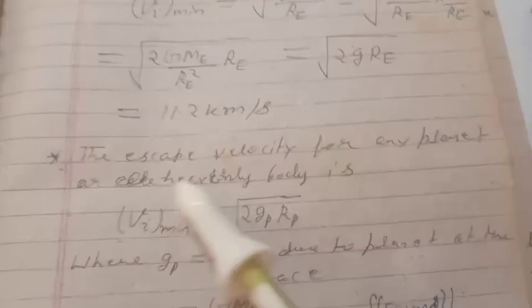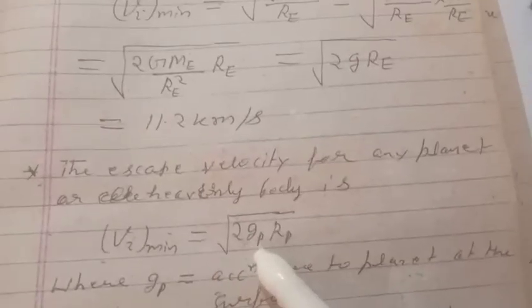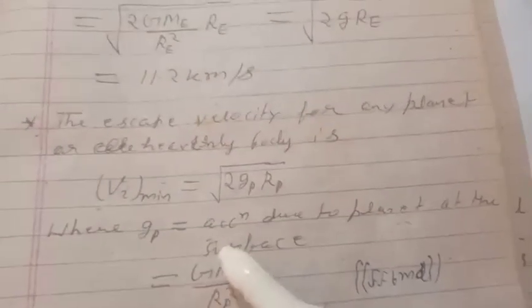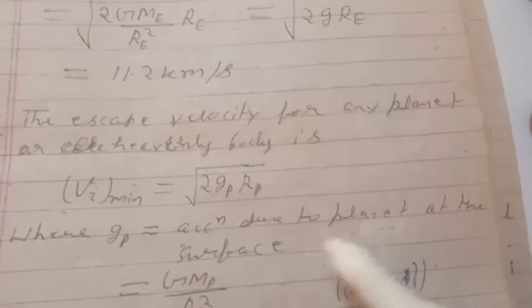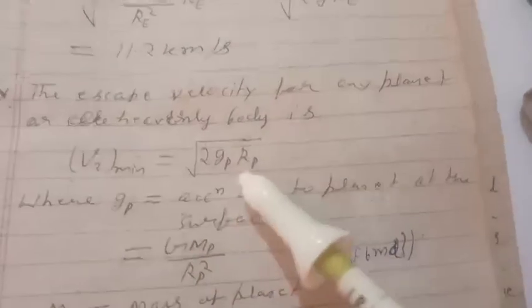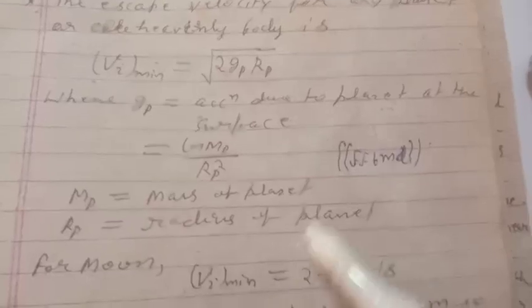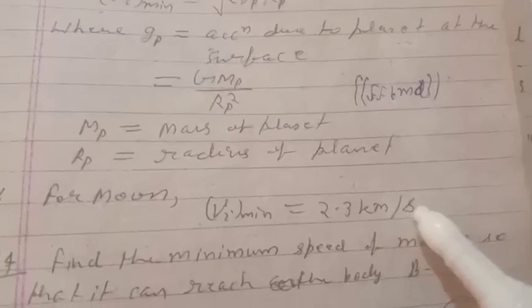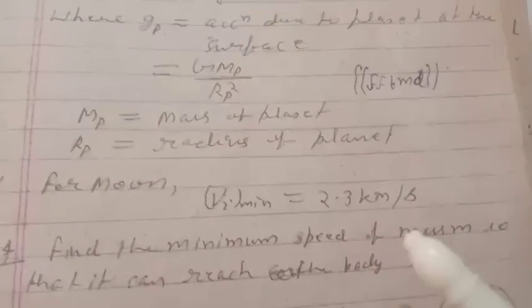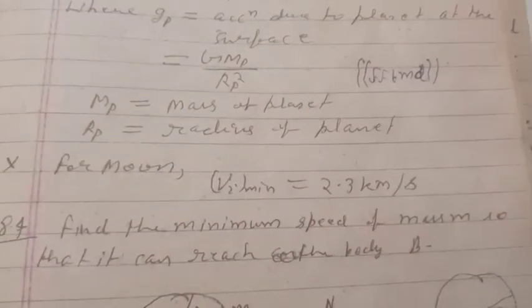the body will not come back to the surface of the Earth. The escape velocity for any planet or heavenly body is given by Vi minimum equals under root 2 gp into Rp, where gp is the acceleration due to gravity at the surface of the planet, given by G Mp by Rp square, where Mp is the mass of the planet and Rp is the radius of the planet. For the Moon, Vi minimum equals 2.3 kilometer per second. So the escape velocity on the Moon is 2.3 kilometer per second.